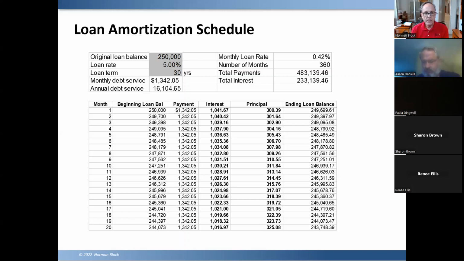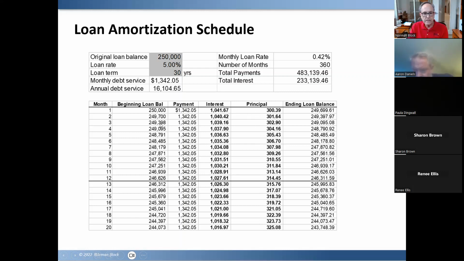But this is an example of a $250,000 loan at 5% interest for 30 years. And you can see that it's calculated that the monthly debt service is $1,342.05. And if you look down the payment column, that stays the same every single month. But within that payment, the part that's principal and the part that's interest changes every month.